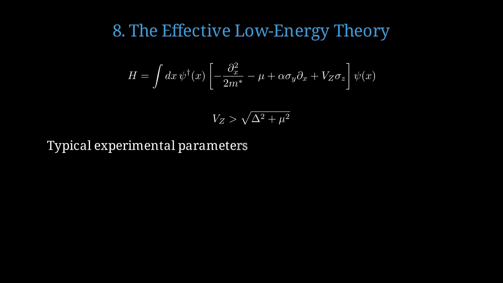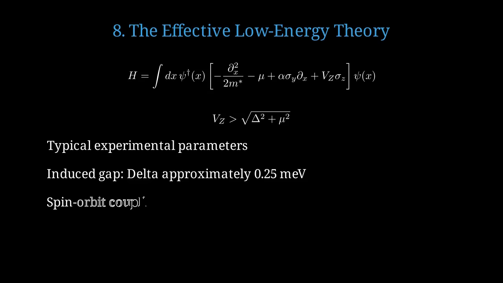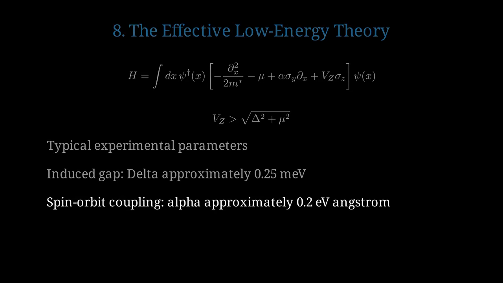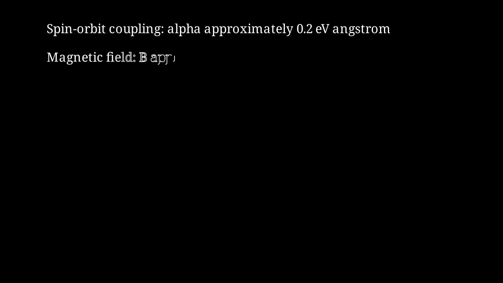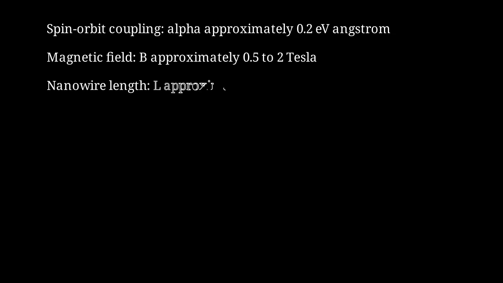Let's look at typical experimental parameters used in real devices. The proximity-induced superconducting gap is typically around 0.25 millielectron volts in aluminum-based devices. The spin-orbit coupling strength is about 0.2 electron-volt angstroms in indium arsenide nanowires. The required magnetic field ranges from 0.5 to 2 Tesla, achievable with standard laboratory magnets. Nanowires are typically 1 to 5 micrometers long, much larger than the Majorana localization length.